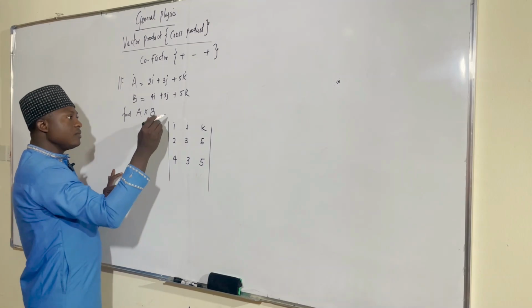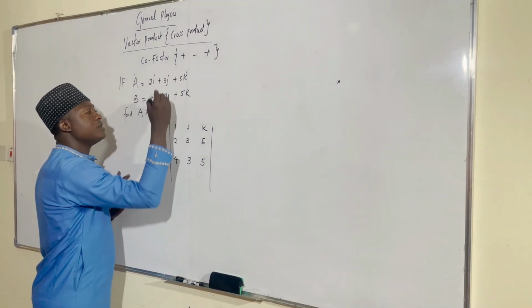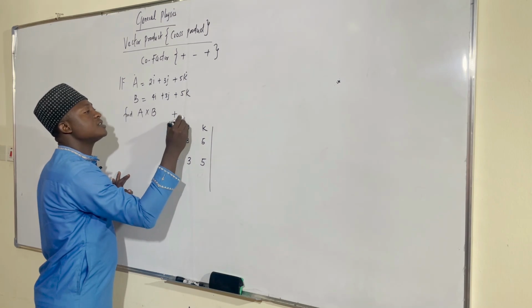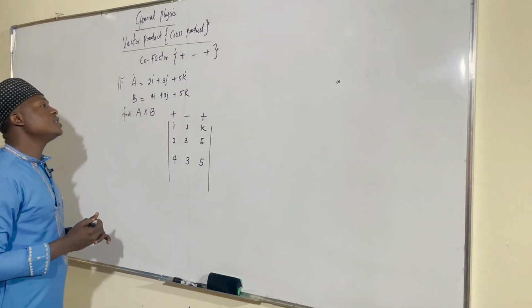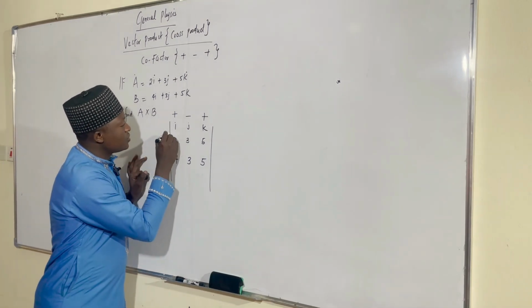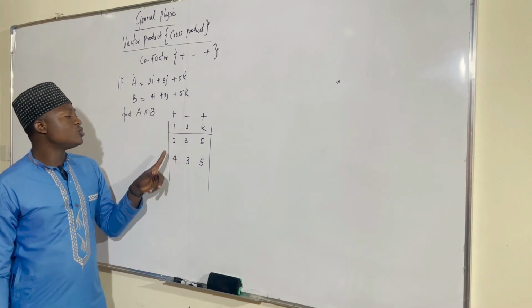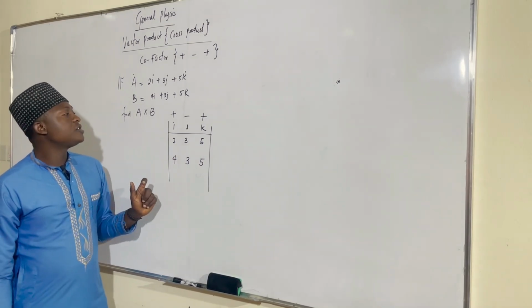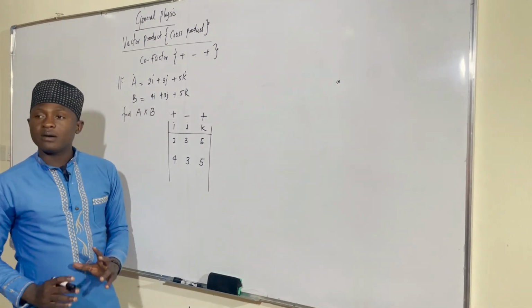Now, if I take a look at the cofactor that I mentioned, we have plus, minus, and plus. What does that mean? Let's use this to demarcate it. The numbers under i are 2 and 4, the ones under j are 3 and 3, and the ones under k are 5 and 5. How are we going to do this one?